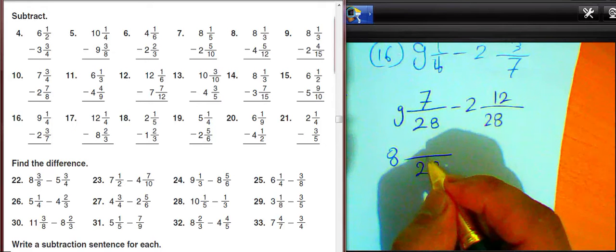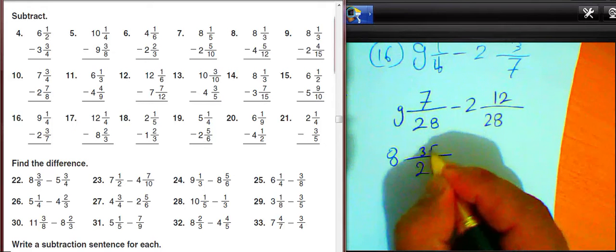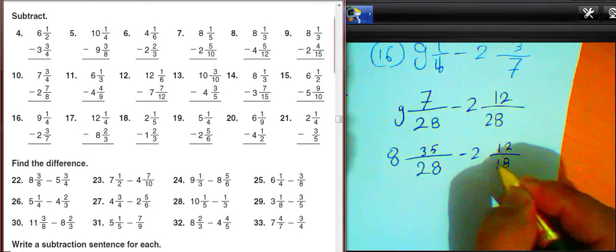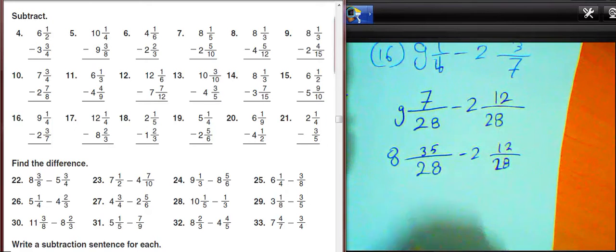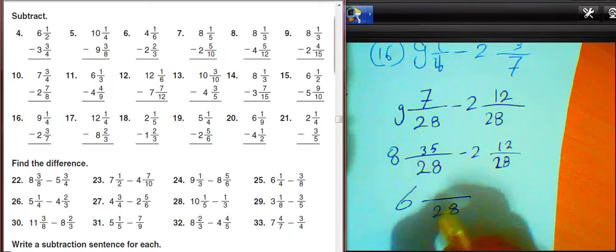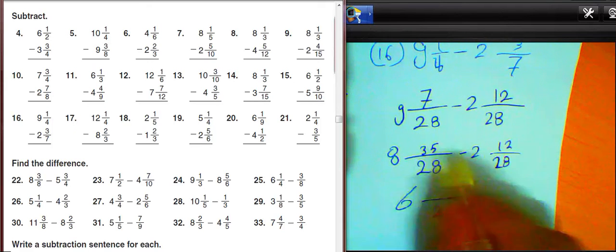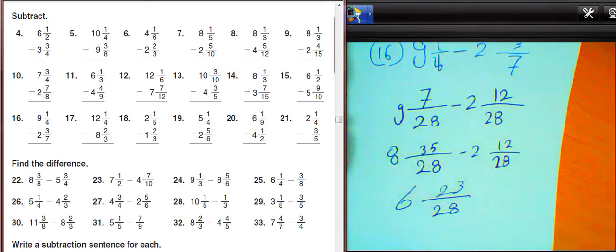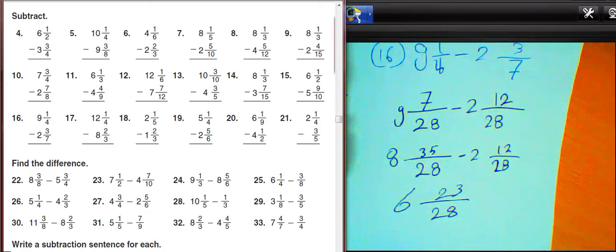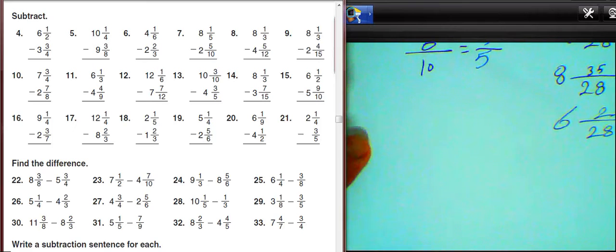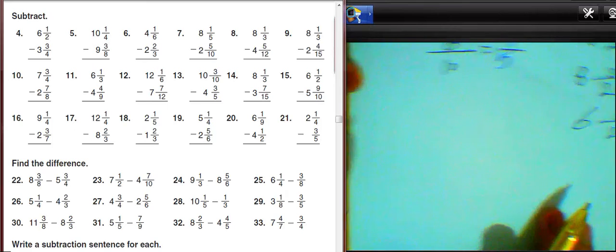Okay, 35. Subtract 2 and 12 over 28. 8 subtract 2 equals 6, and write 28. 35 subtract 12, 5 minus 2 equals 3, 3 minus 1 equals 2. Here it was question 16. Now question 17.